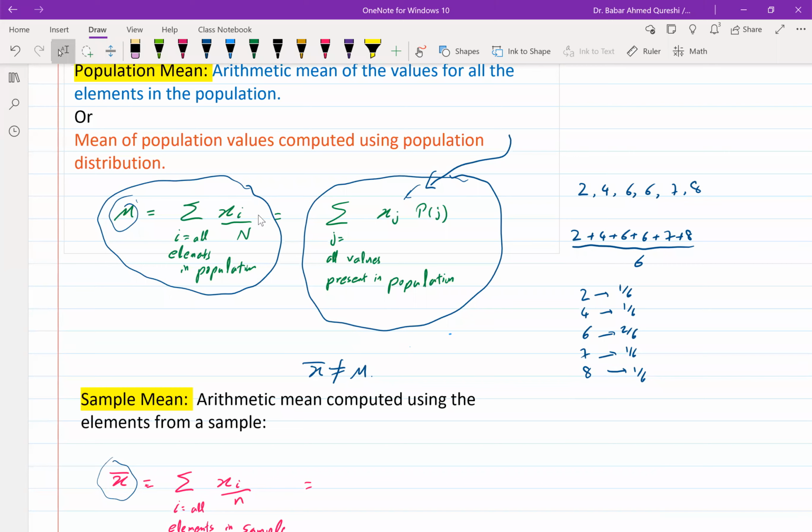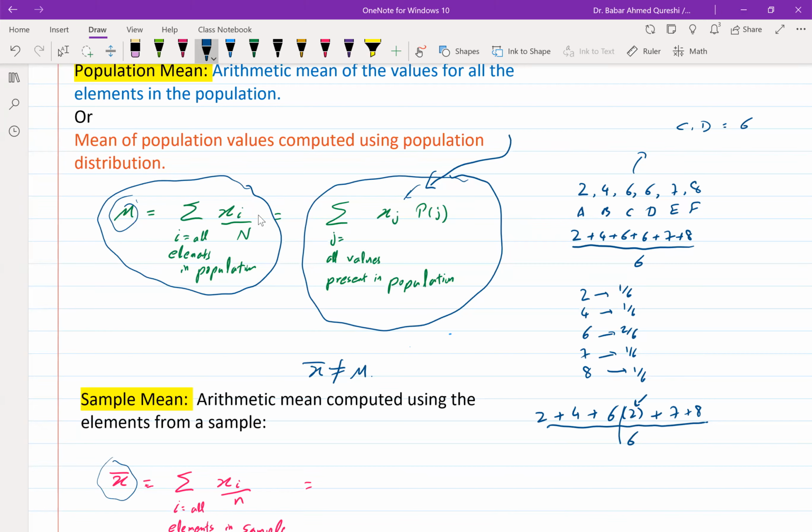But you can do the same thing using frequencies, if certain values are repeated. Over here, let's give the elements names: A, B, C, D, E, F. Elements C and D have the same value of 6. So this sum you can do in terms of frequencies. For example, I can do 2 plus 4 plus 6 times 2, which is the frequency of 6, plus 7 plus 8, divided by 6. Instead of adding, I can just multiply by the frequency, and it still gives me the addition.